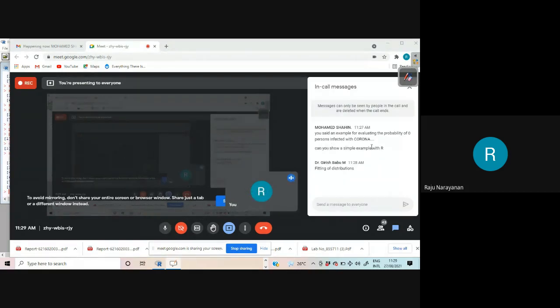This I will do. Surely I will do, when we discuss regression. It need not be an example from corona, it can be from something else. I will estimate the probability using logistic regression. For these things, actually, we need more data. The process is not as simple to explain in a class like this. We need more particulars.